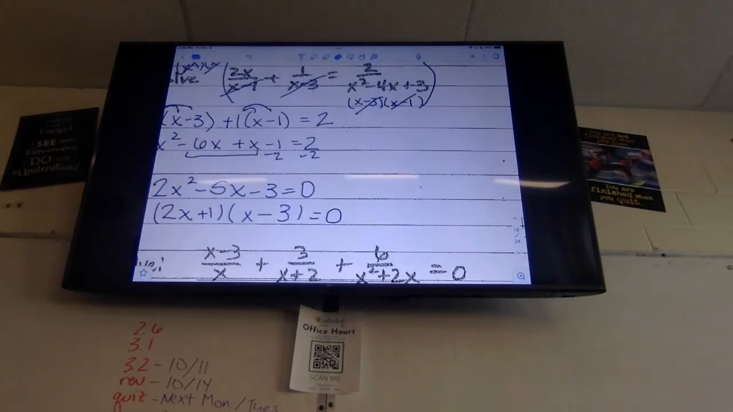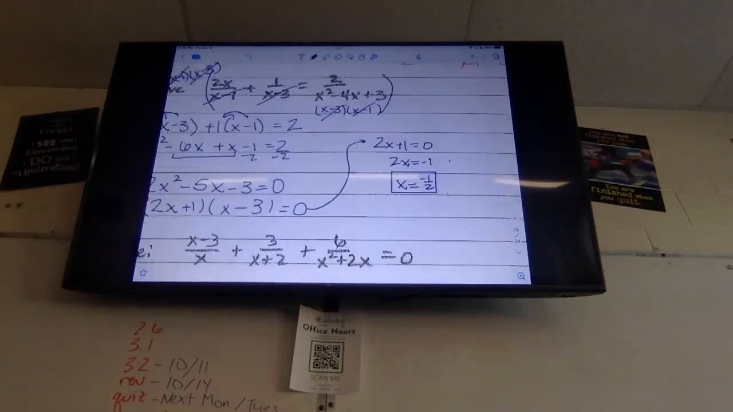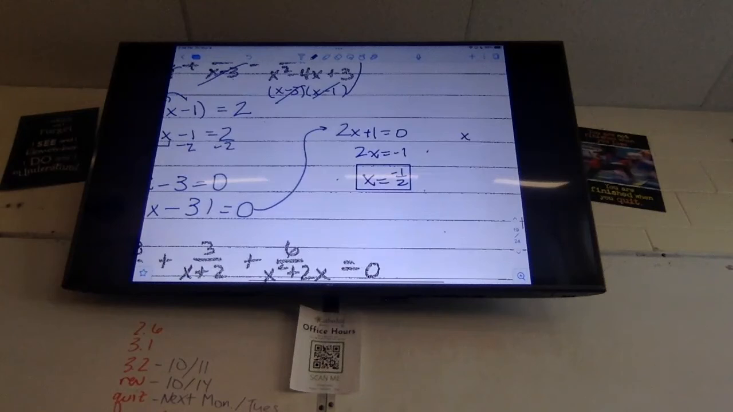So I just need to set each of those factors equal to 0. So I'm going to do 2x plus 1 equals 0. So 2x equals negative 1, x equals negative 1/2. And then x minus 3 equals 0. So x equals 3.